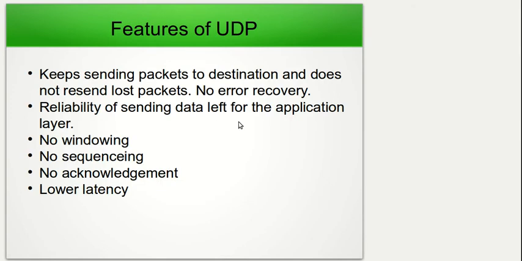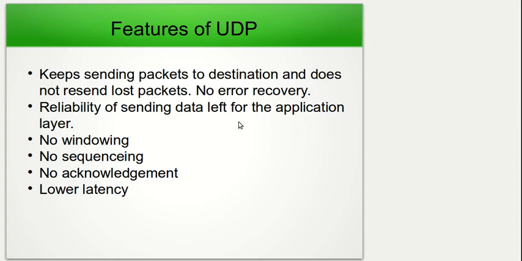The features of UDP. UDP just keeps sending packets to the destination device and doesn't resend any lost packets. So it just hopes that the packets get there. There's no way for the destination device to confirm receipt of the packets. There's no error recovery. And if we want to have reliability, then the application layer has to define how we do that. There's no windowing, no sequencing, no acknowledgement, and lower latency.